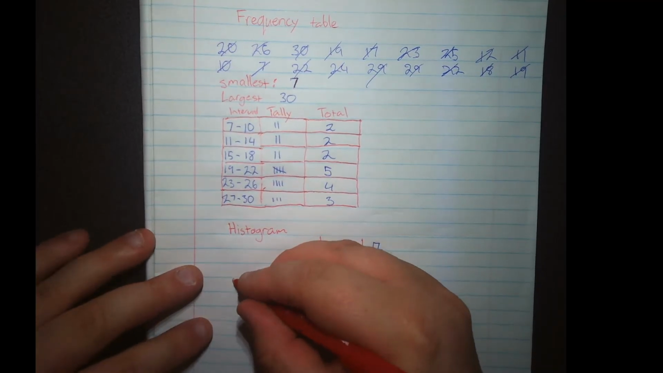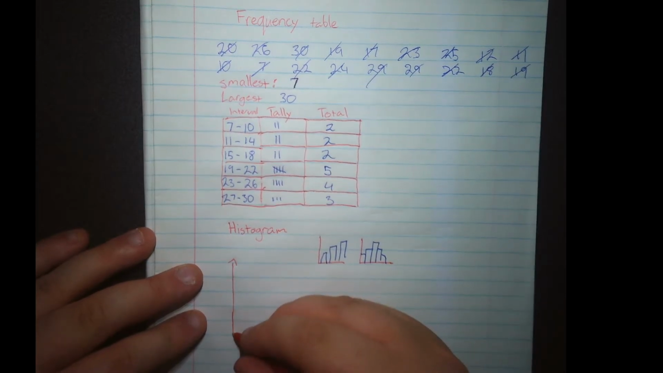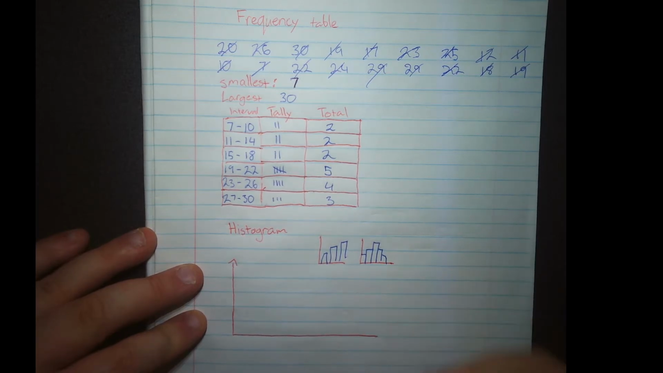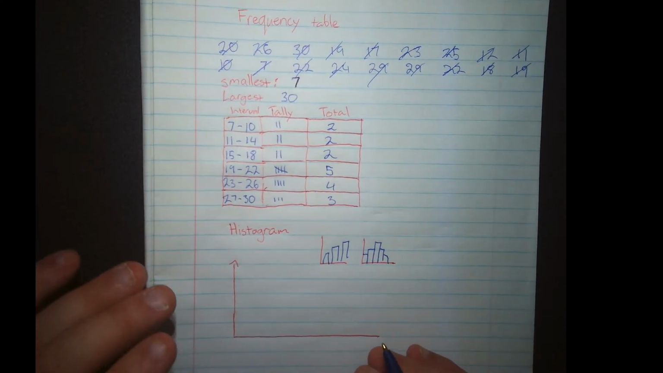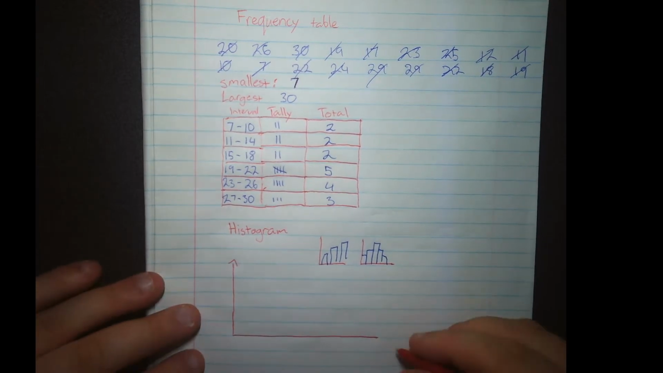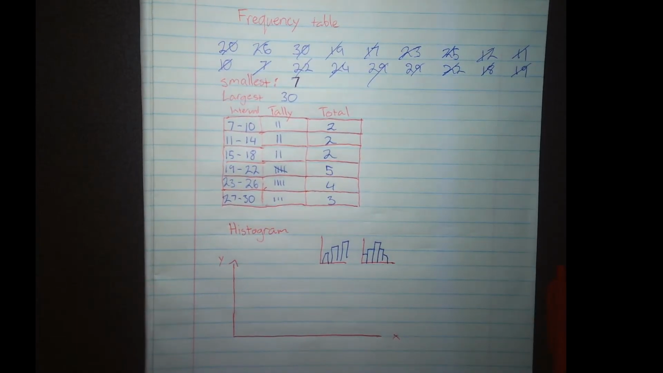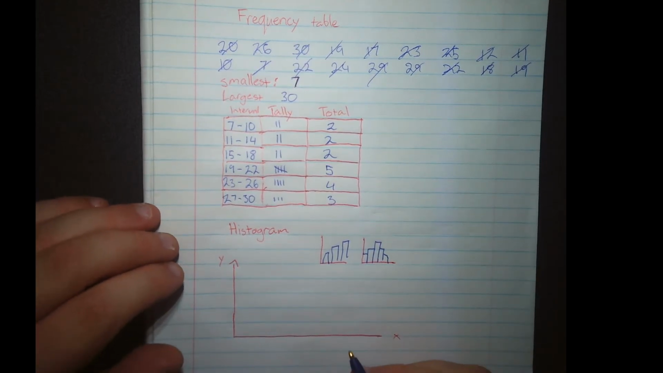histogram. Obviously you can do this with a ruler, but I don't have one, so I'm just going to tee it up. I'm not sure how long that's going to be, so I'm just going to leave that for the moment. On my x-axis, I can represent the ranges, which is probably the best way to go about it. So you do your ranges on the x-axis. On the y-axis, you do your frequency, or whatever your dependent variable is. So let's draw this up.